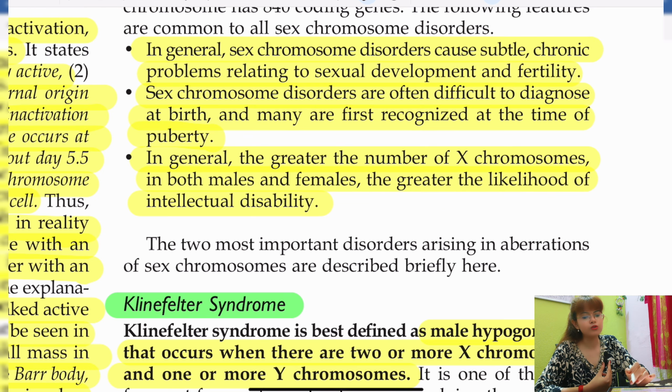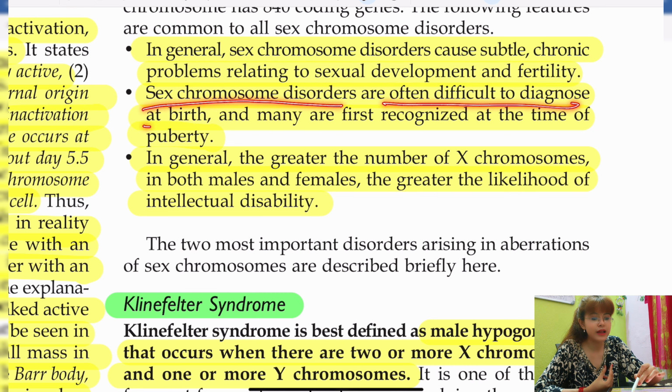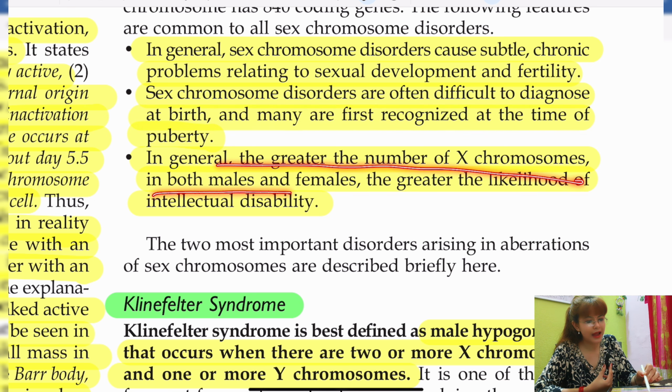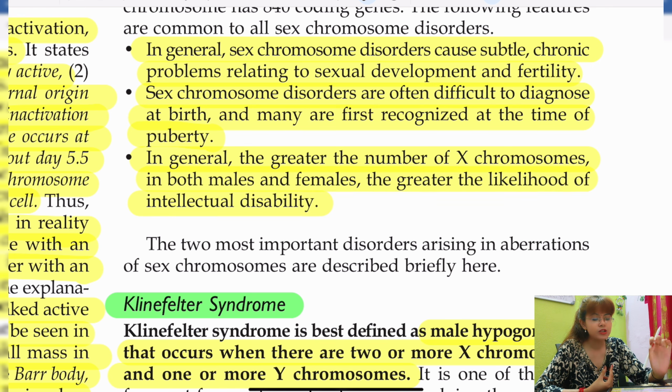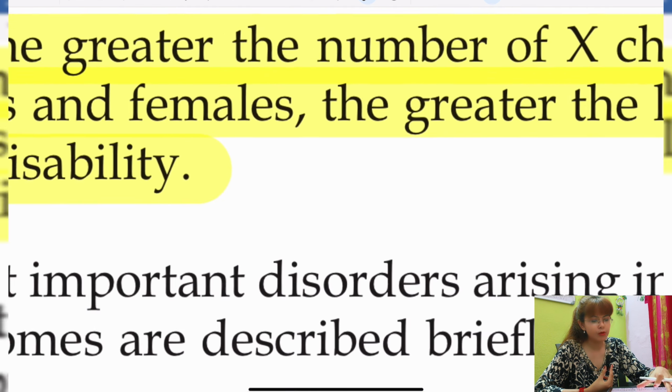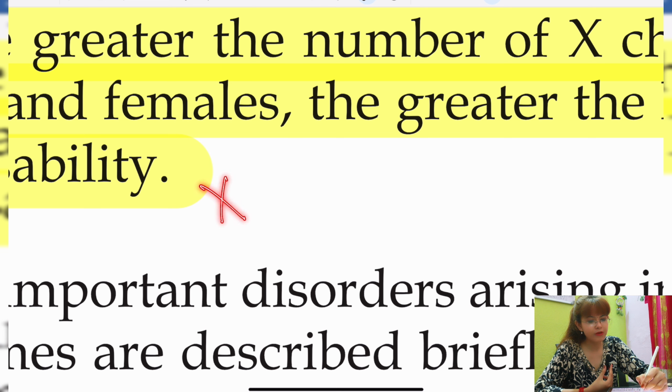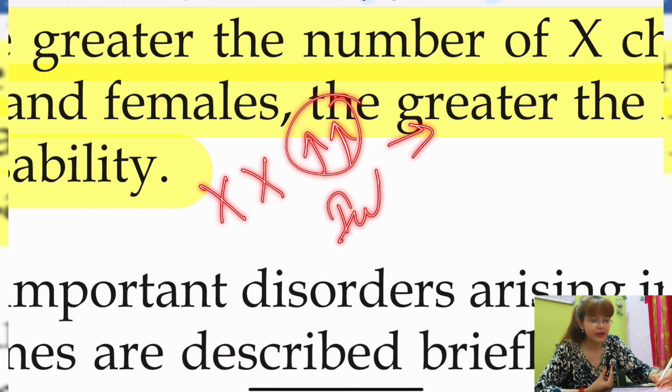Some general points now. In general, the sex chromosome disorders cause subtle chronic problems related to sexual development. Sex chromosome disorders are often difficult to diagnose at birth, and they may be recognized at the time of puberty. Very important point: the greater the number of X chromosomes in both male and female, the greater the likelihood of intellectual disability. Very, very important. So I want to tell you one important thumb rule here, that if you find that the number of X chromosomes is more, then that is equivalent to intellectual disability.